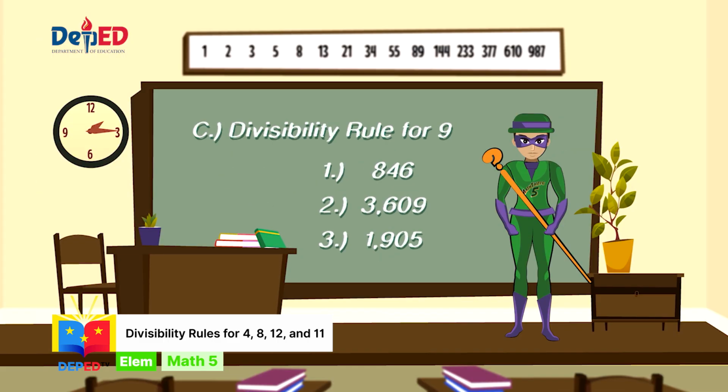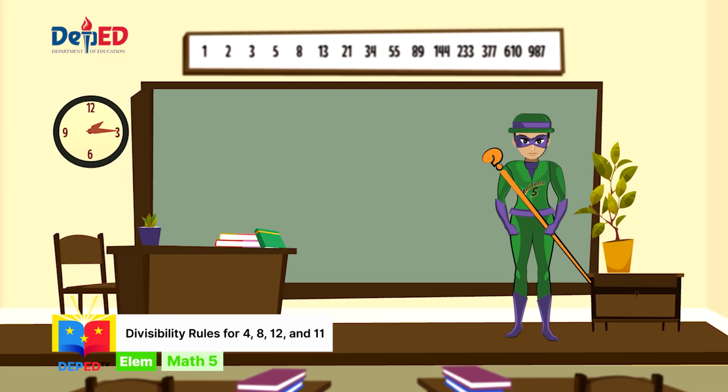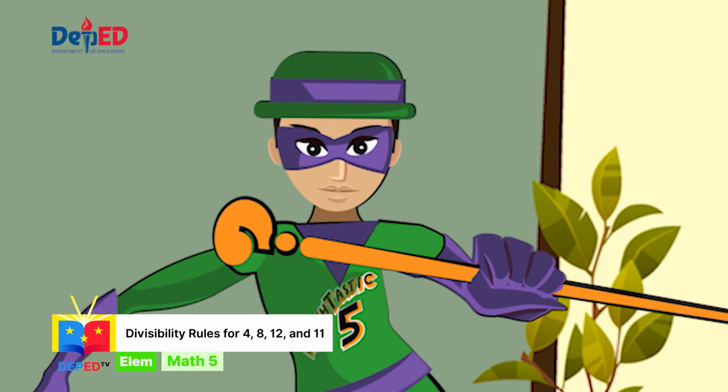Finally, of the 3 numbers, what numbers can be divided by 9? You have 10 seconds to answer. Time's up! The answers are 846 and 3,609. I hope you got all the right answers, Math Heroes. Always remember, constant correct practice makes perfect.